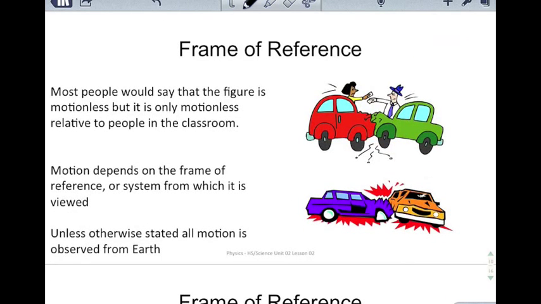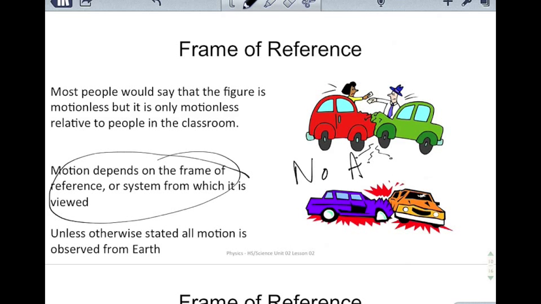If you look at it, you would say these figures are motionless, but it's only motionless relative to you in the classroom. Motion depends on where the system is being viewed from. Because of that, there is no what we call absolute frame of reference, and we're going to reference that later in the year. There's no absolute frame of reference. So what that means is it really matters where you're observing the motion from.